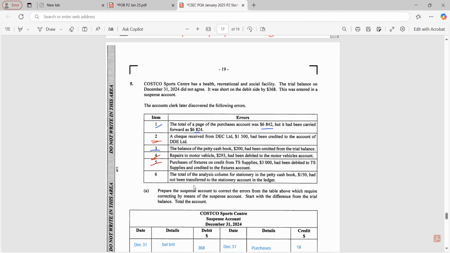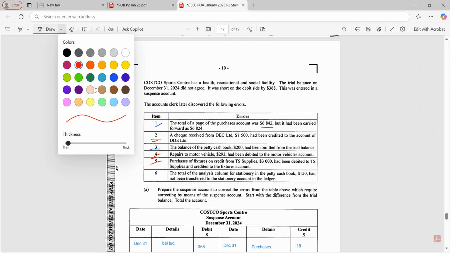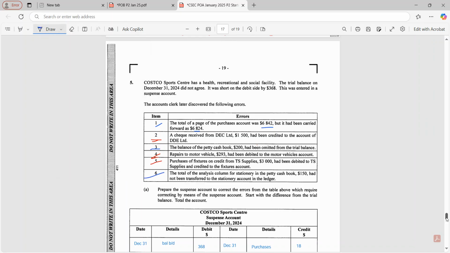Now we're at 6. The total of the analysis column for stationery in the petty cash book, 150, had not been transferred to the stationery account in the ledger. All right, so this is an error that you will find in your suspense account.